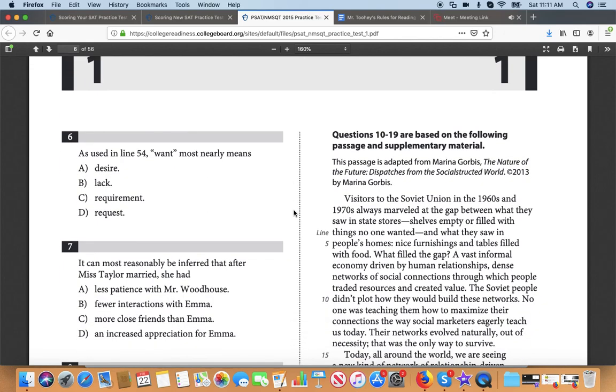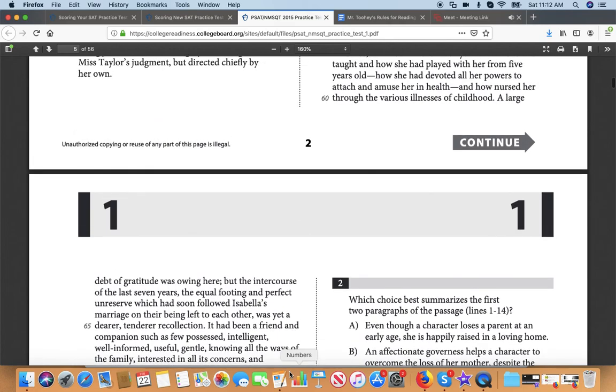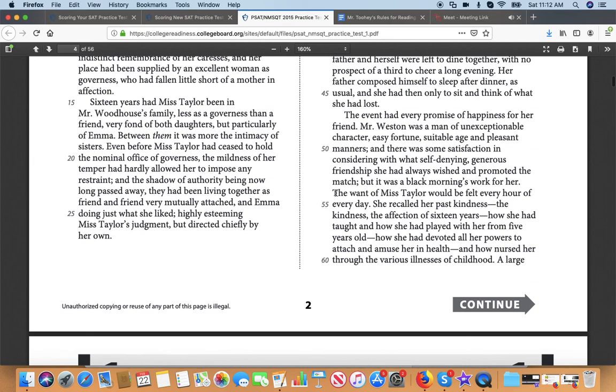Question number 6, same thing. Go ahead and read question number 6. As used in line 54, want most nearly means. Okay, we got to plug in the answer choices here. Let's plug in answer choice A, which is desire, into the sentence where line 54 is at. The want of Miss Taylor would be felt every hour of every day. So plug in desire. The desire of Miss Taylor would be felt every hour, every day. How's that? I mean, it fits pretty well. Like, she desires to be around her.